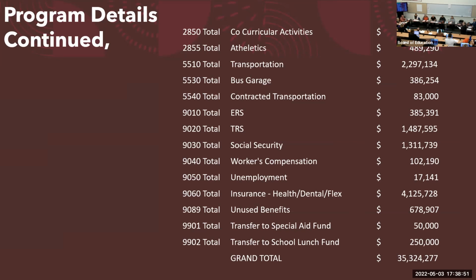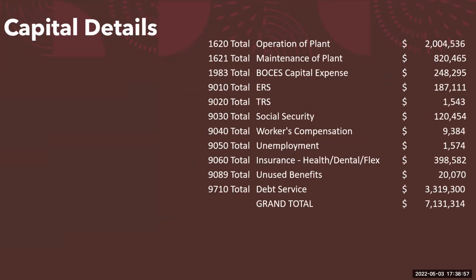Our program expenditure, 74%, is $35.3 million. And lastly, rounding out, our capital expenses include the operation of plant or utilities, maintenance of our plants, BOCES capital reserve expenses, portions of our ERS, portions of our TRS based on the employees covered under capital expenditures, again, Social Security, workers' comp for those individuals, and our capital expenditures and our capital investment equals $7.1 million.